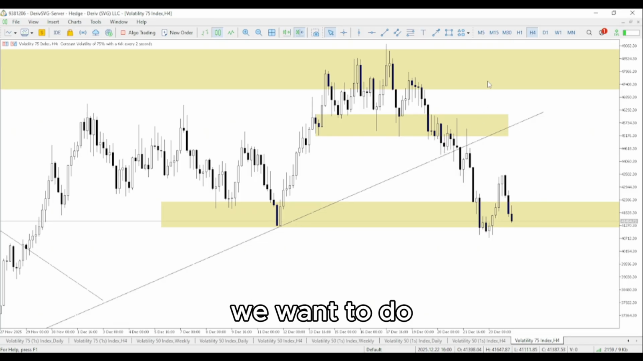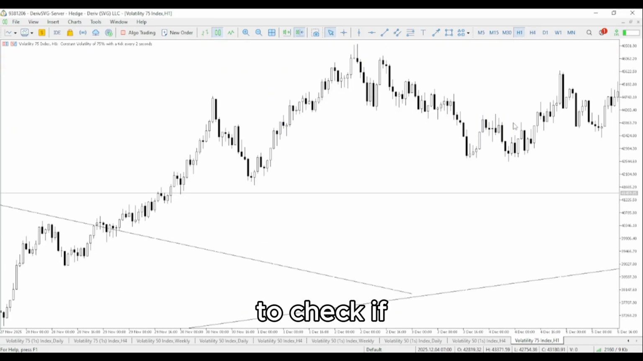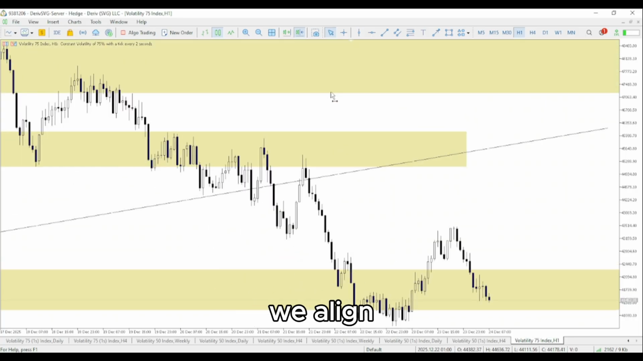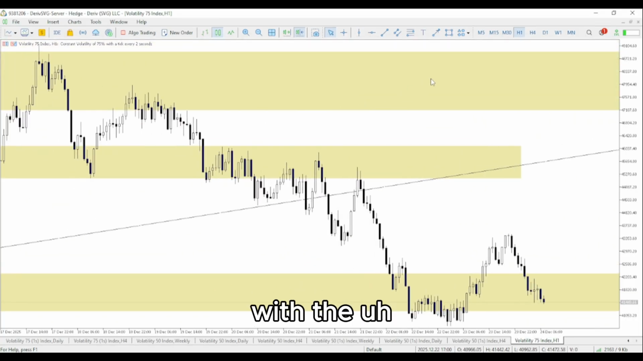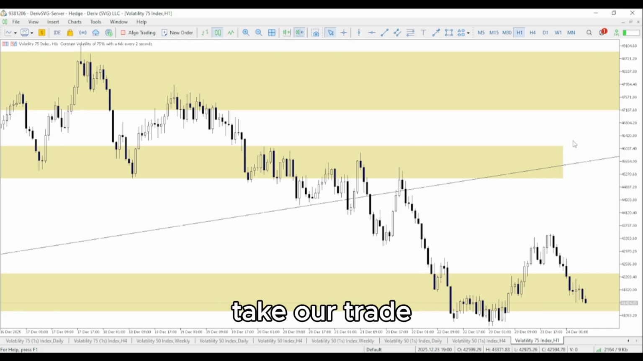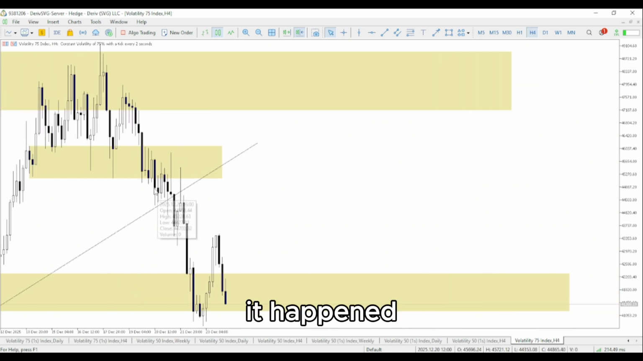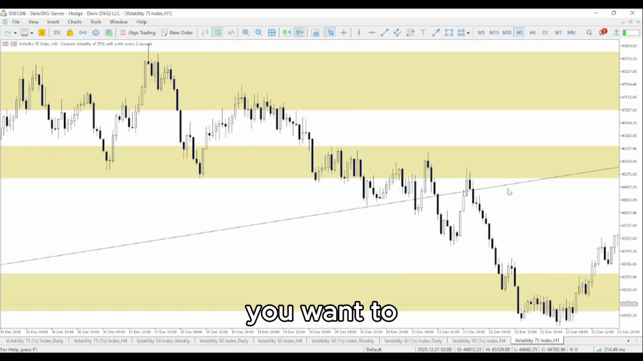So the next thing we want to do is go to the H1 time frame to check if the H1 time frame will align with the H4 and the D1 time frame. Then we can decide to take our trade. So that breakout you saw was this whole move right here. This was the breakout. Oh, okay, no, it happened around here. So this was the breakout. This was the retest. Now we want to catch this retest.